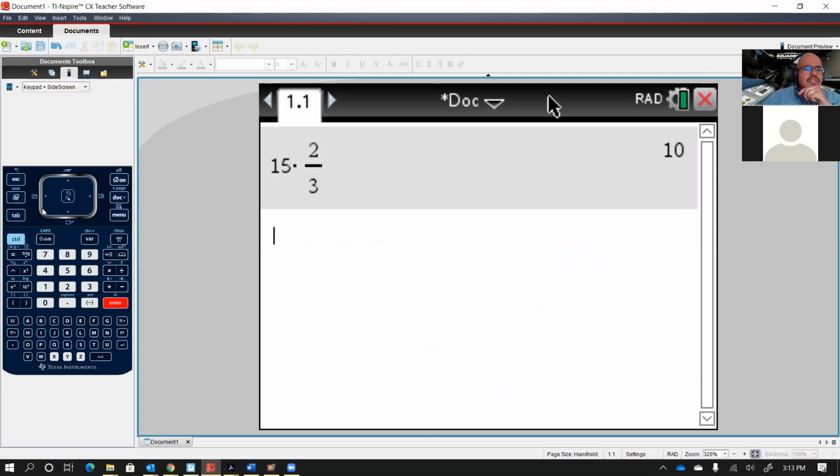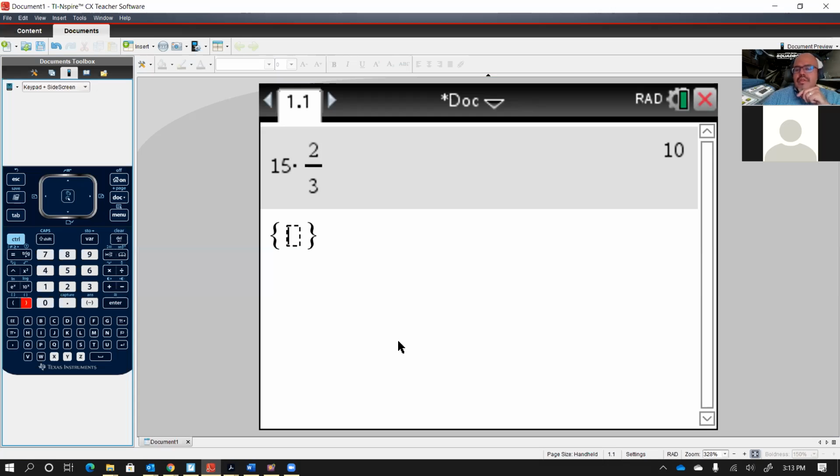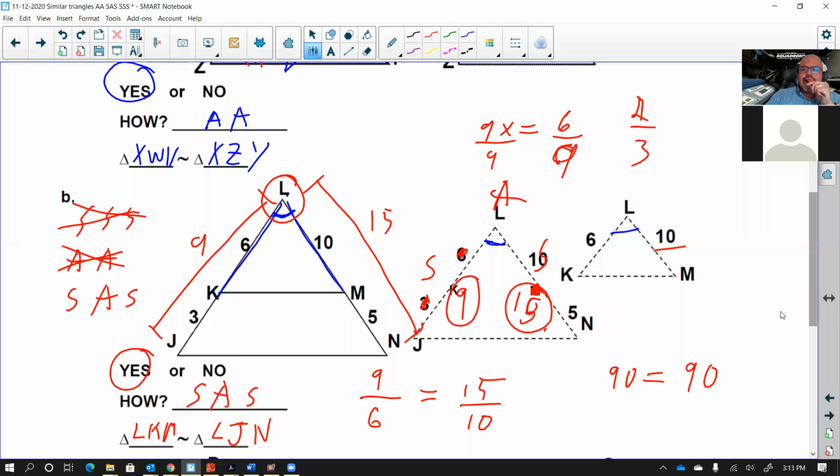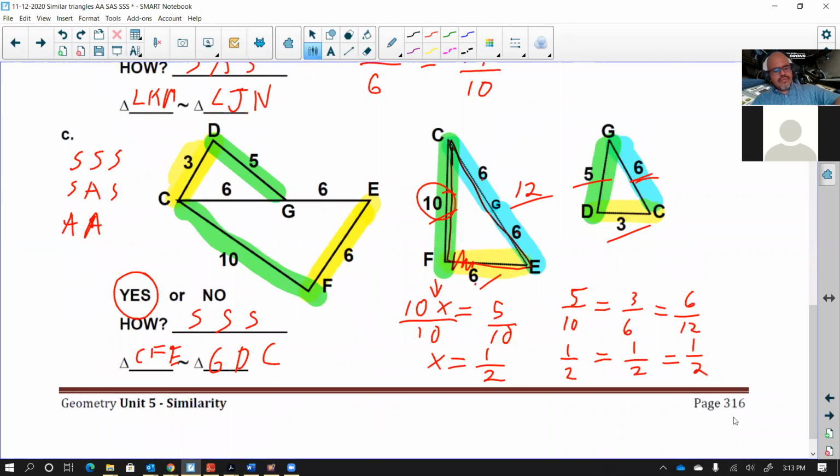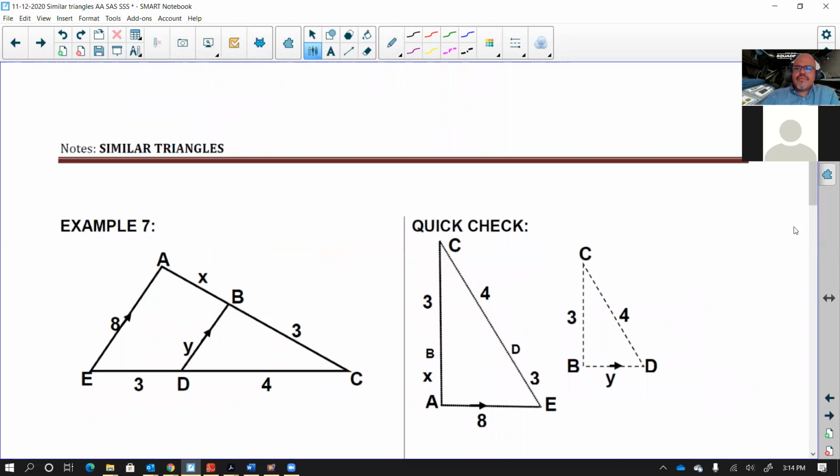In fact, I know I'm going a little bit off the rails. So we had a side of 9, a side of 15. And if you multiply that by 2 divided by 3, you get the other two sides, which is 6 and 10. All right. That's what we talk about in similarity.